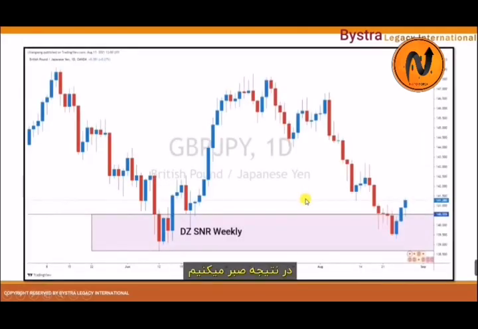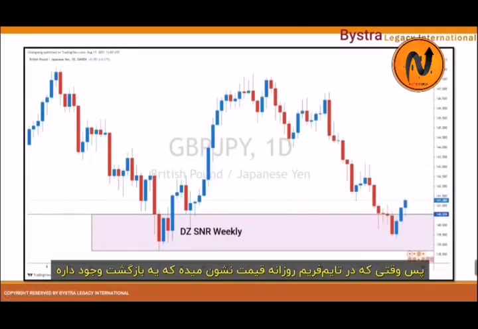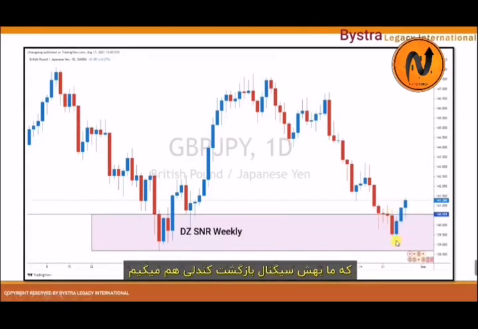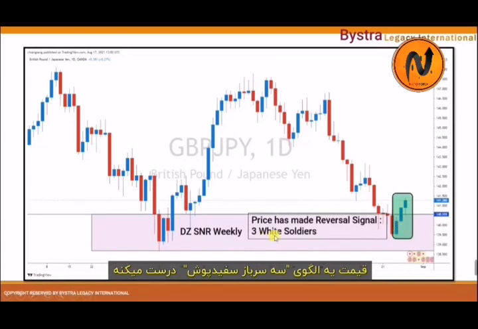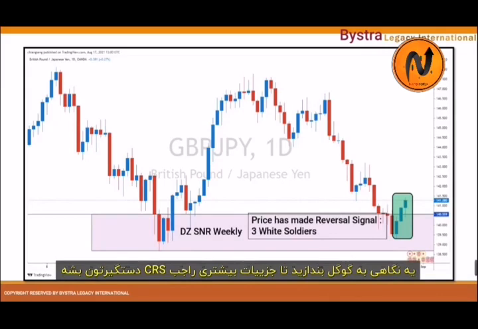So we wait. Once the daily time frame shows that there is a rejection, or what we call the candlestick reversal signal, price made three white soldiers, and at the same time it closed outside of this zone. Remember the CRS that we learned, the class on confirmation of rejection. Yes, we learned about that, okay? So have a look on Google for more detail on the CRS.